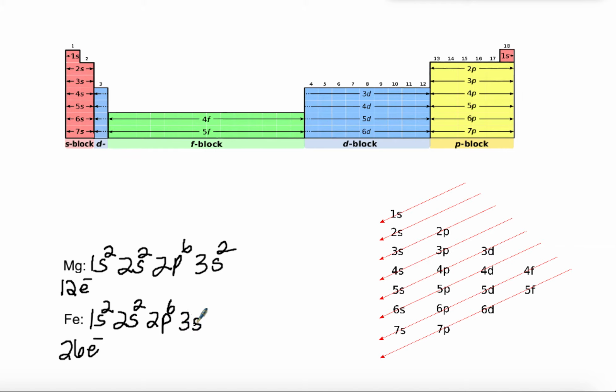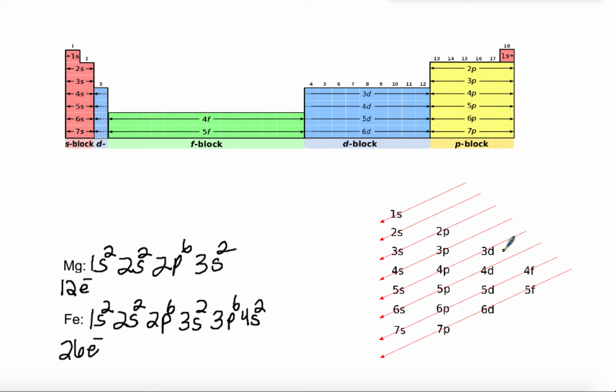And again, all s orbitals hold 2. So right now I'm at 2, 4, 10, 12 electrons. After 3s, we go down to 3p. Okay, so again, another 6. So now we're at 18. Okay, after 3p, it's 4s with another 2.